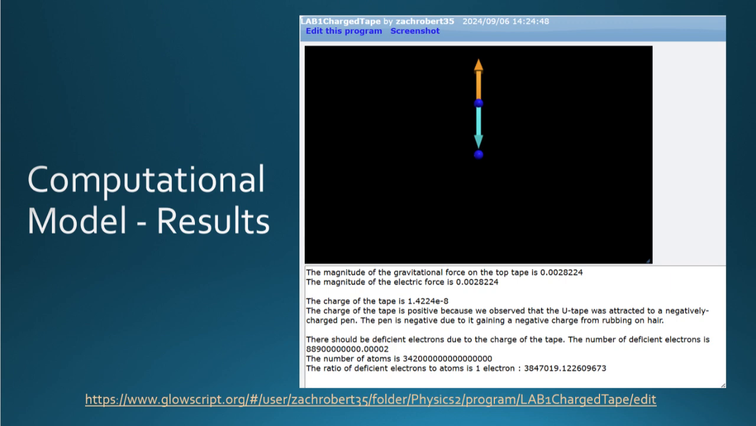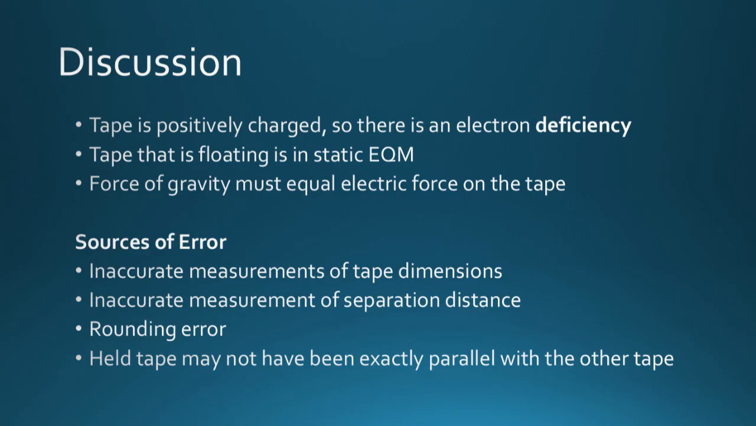So, based on the lab, we found that the tape is positively charged, which means that there is an electron deficiency. The tape is floating, which means it's in static equilibrium, and the force of gravity must be equal to the electric force. Some sources of error may be inaccurate measurements of the tape dimensions, as well as separation distance, and some rounding error. And the held tape may not have been held exactly parallel with the other tape, which may change the magnitude of the distance.